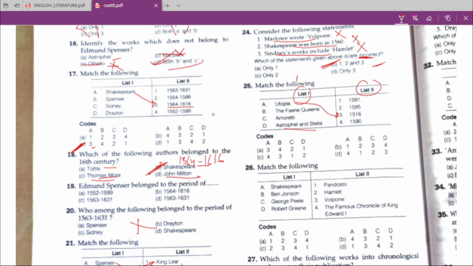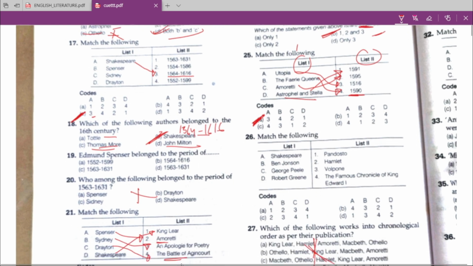B equals 4, that means The Fairy Queen was published in 1590, and C equals 2, that is Amoretti, published in 1595, and then Astrophel and Stella published in 1591. The Fairy Queen's first edition was published in 1590 actually. Okay. Moving on to question number 26.